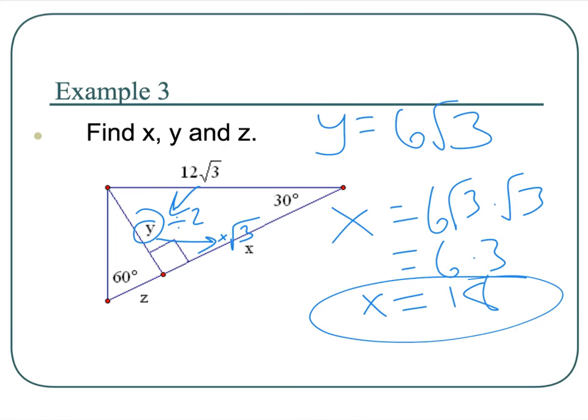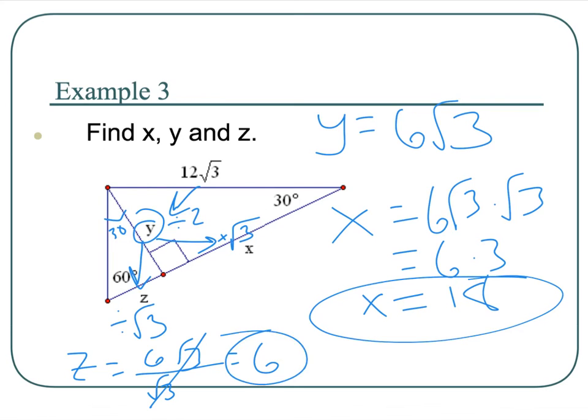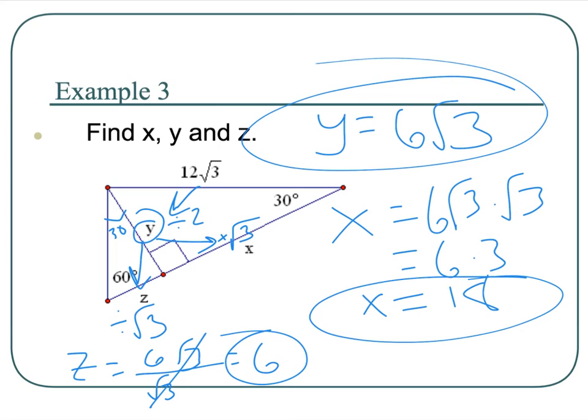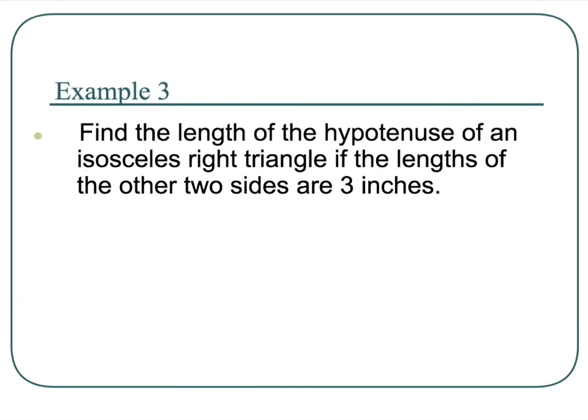All right? Now, to get z, I have the one that's across from the 60. This right here is the 30. Well, to go from here to here, I would need to divide by root 3 to go from across the 60 to the 30. So when I do that, z is equal to 6 root 3 divided by root 3. Those cancel, and I'm left with 6. Boom, there we go. I've got all 3 of my solutions: 18, 6 root 3, and 6. Excellent. Lovely.